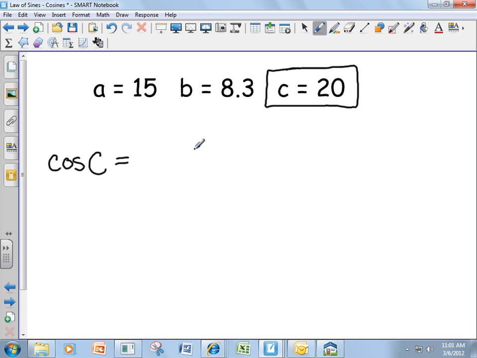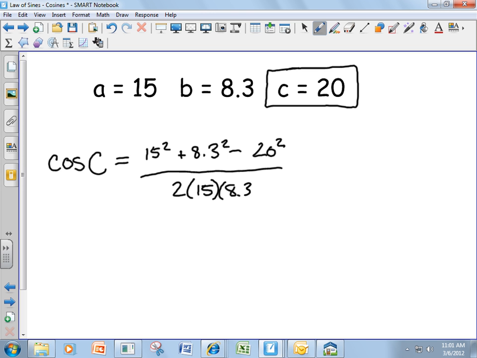Remember that your formula, if you want to kind of check back with your formula, for the cosine of angle C is going to equal your a squared plus your b squared minus c squared all over 2 times a times b. This is another one that a lot of students like to do all at once in their calculator. Make sure your numerator is in parentheses and that when you divide, your denominator is all in parentheses. That way you don't make any mistakes.